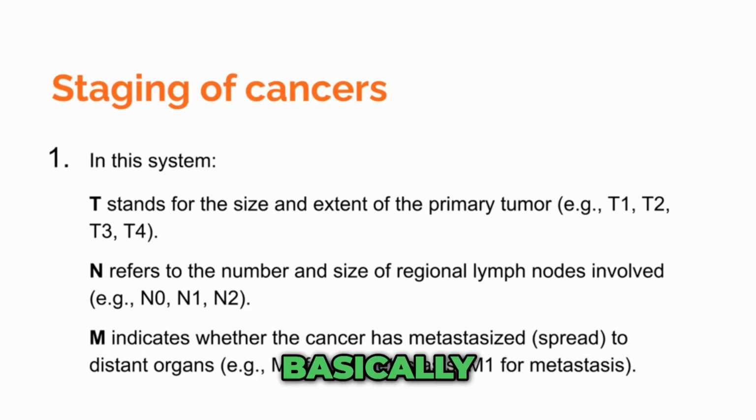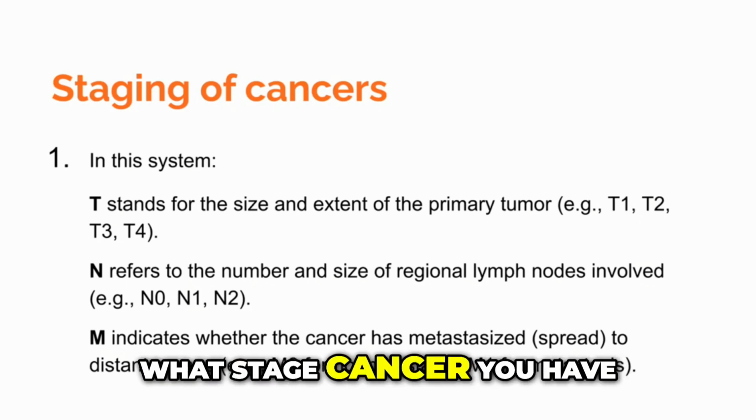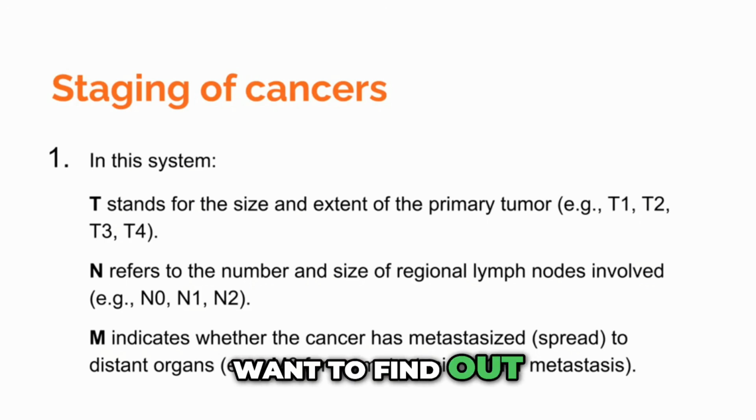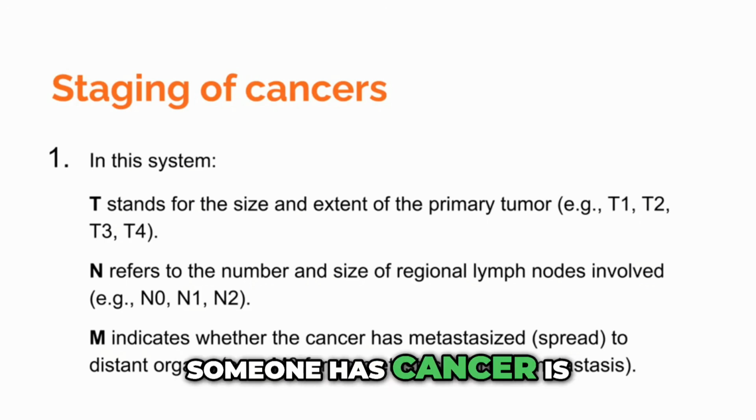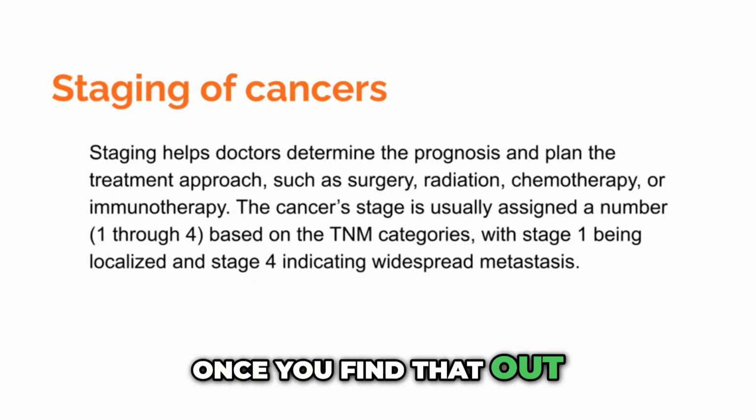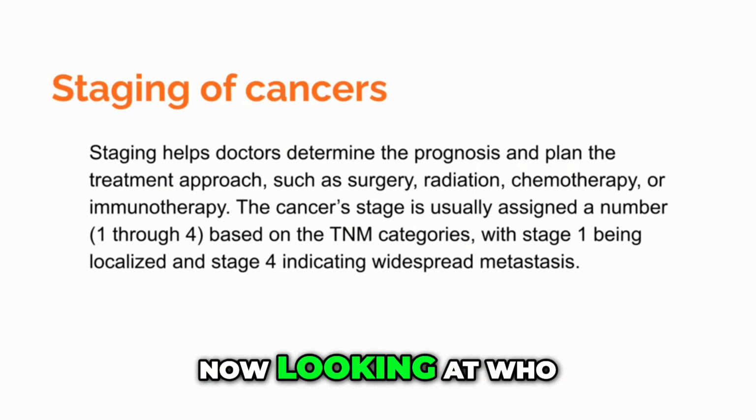So basically, using these three criteria, they are now able to determine what stage of cancer you have. So remember, the first thing you want to find out once you hear that you or someone has cancer is the family that it belongs to. You want to find out the stage. Once you find that out, then you are on the road to looking at how you're going to deal with this.